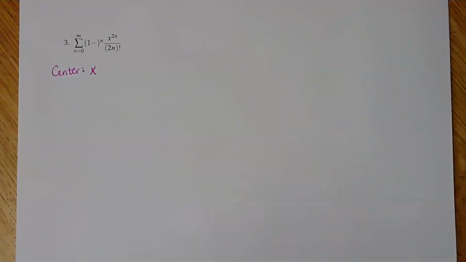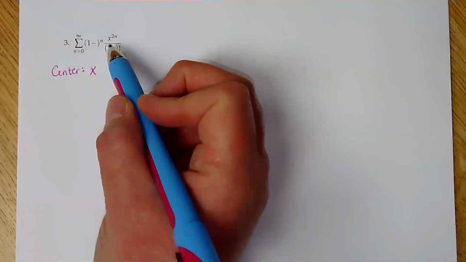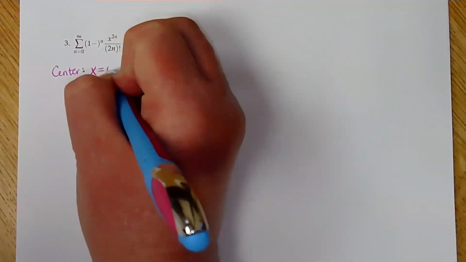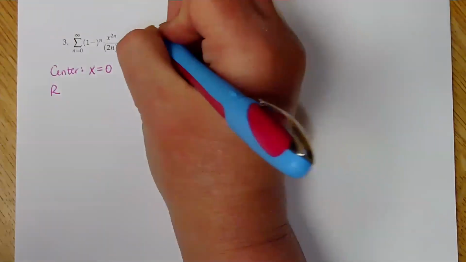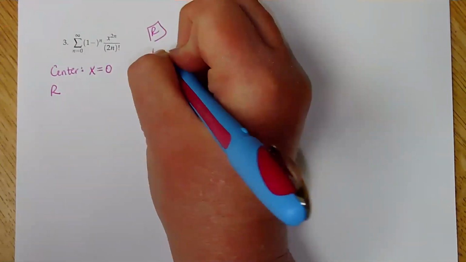Okay, so we have the series n equals 0 to infinity, (-1)^n x^(2n) all over (2n) factorial. Our center here, we don't have x minus anything, so it's really x minus 0. So our center is at x equals 0, and then our next step is to find our radius. So we'll start by setting up our ratio test.